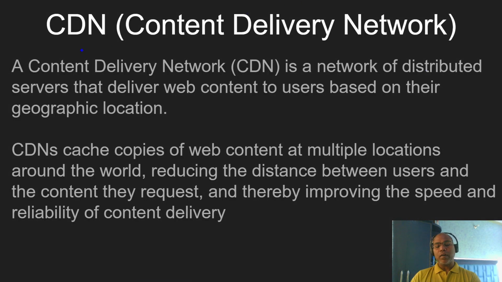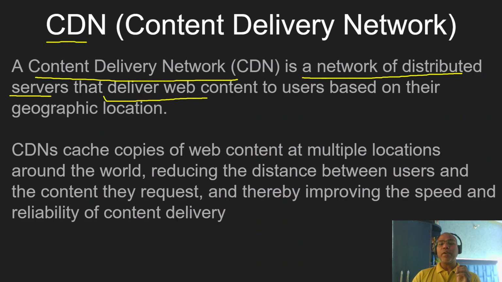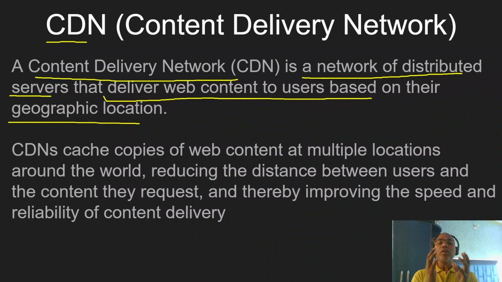So here is the basic definition of CDN. A content delivery network is a network of distributed servers that deliver web content to a user based on their geographical location. So whichever server customers are accessing my application from, anywhere in the world, our content delivery network provides content to the customer from the nearest server.